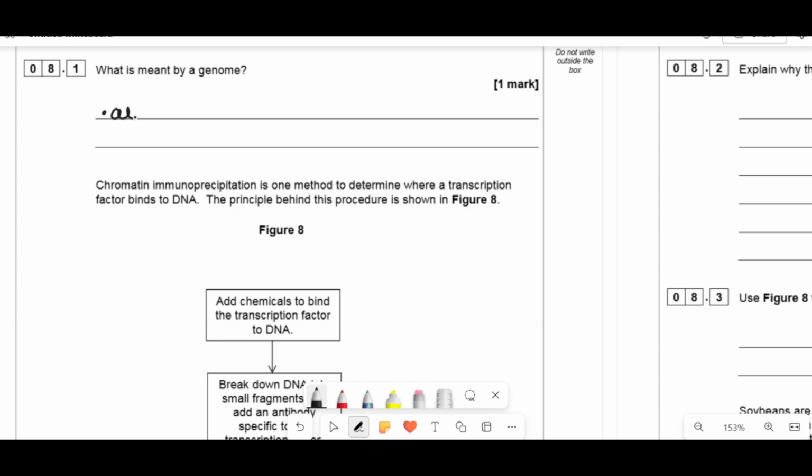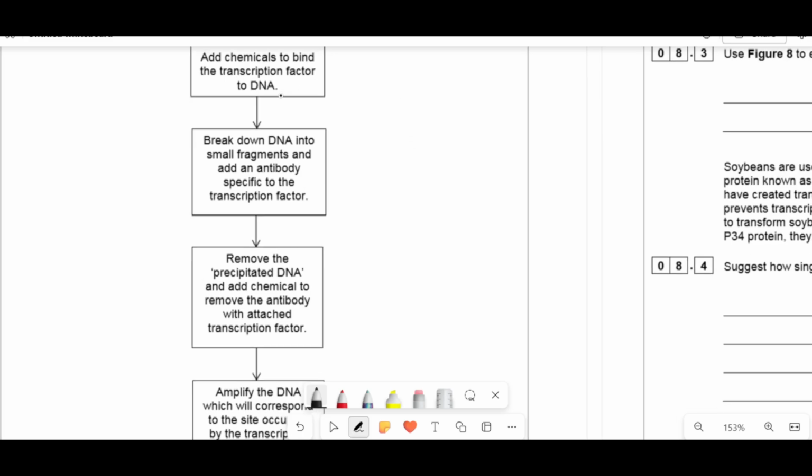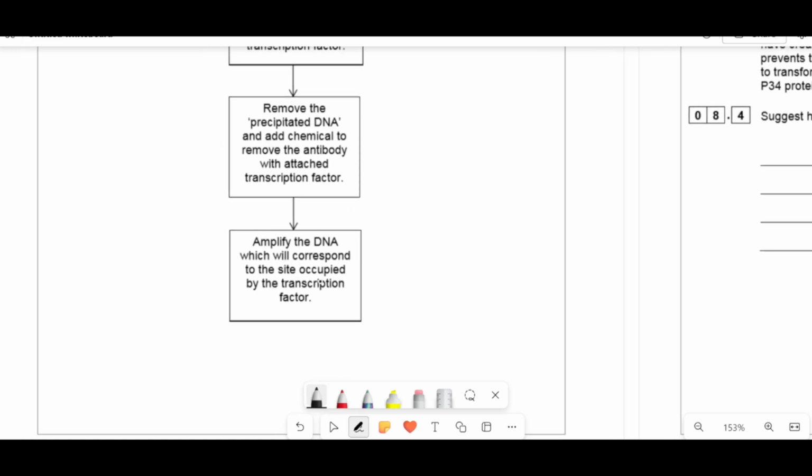What is meant by a genome? It's all the DNA in an organism. Chromatin immunoprecipitation is a method to determine where a transcription factor binds to DNA. The principle behind this procedure is shown. You add chemicals that bind the transcription factor to the DNA. You break it into small fragments and add an antibody specific to the transcription factor. Then you remove the precipitated DNA, add a chemical to remove the antibody with the transcription factor, and then you amplify the DNA which corresponds to the site occupied by the transcription factor.